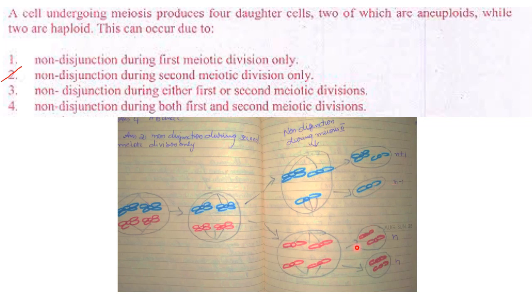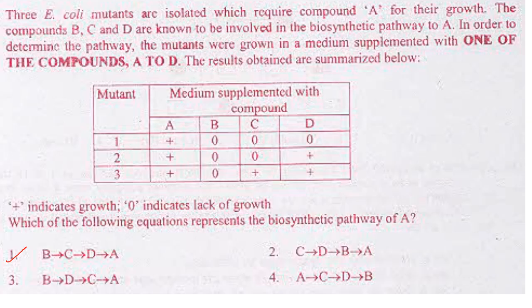Whereas the red chromosomes, they both are perfectly normal. So n, that is haploids after meiosis 2. So they have asked about non-disjunction during the first meiotic division only. That's not correct. So the answer is non-disjunction during the second meiotic division only. That is correct. Only then you will get aneuploids and haploids. So option 2 is the right answer.